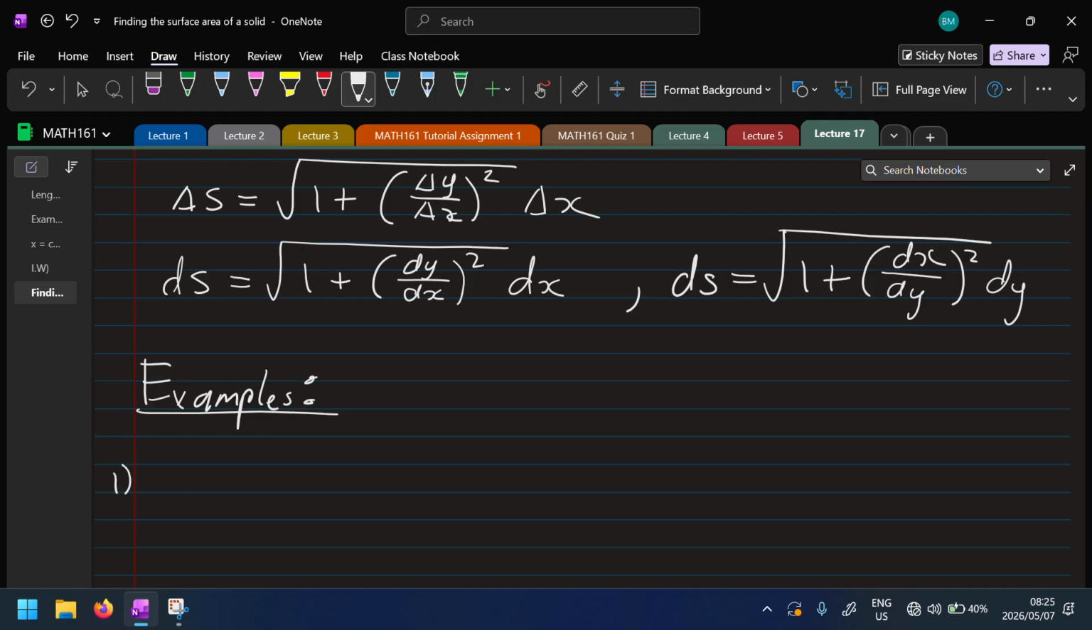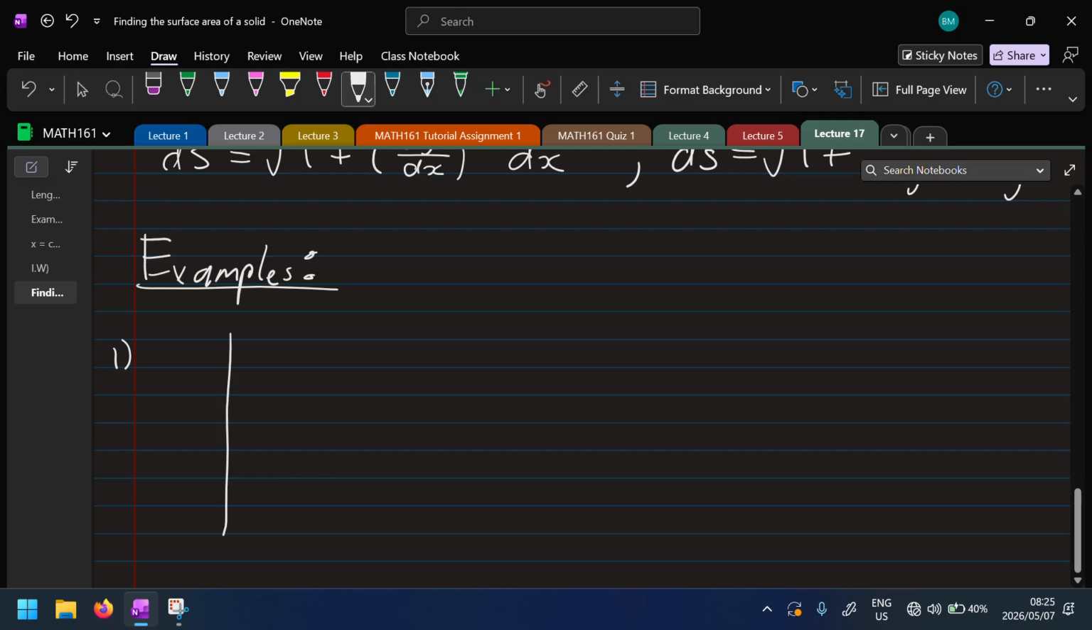Number 1. Okay, so we have a parabola, y equals x squared, from the interval from 1 to 2. So it's only this portion over here. Okay, we're going to rotate this around the y-axis. Find the surface area for that blue part.